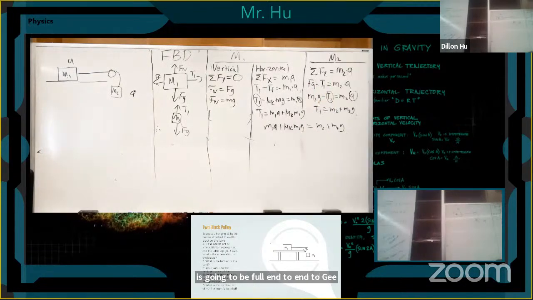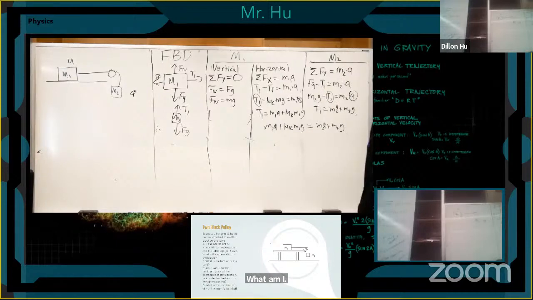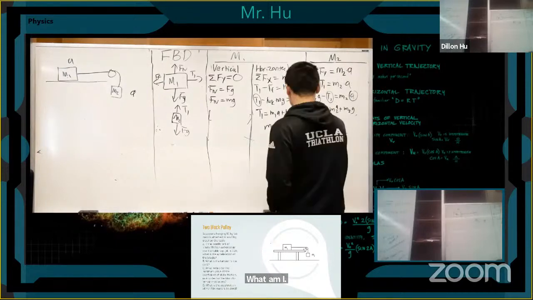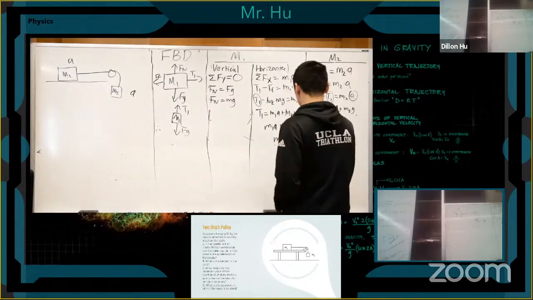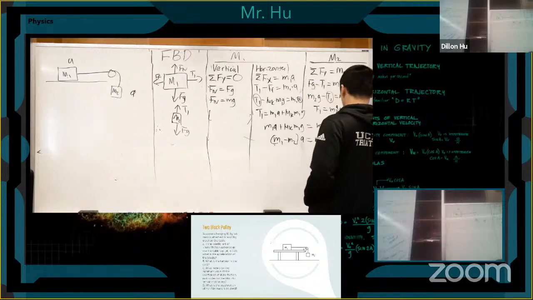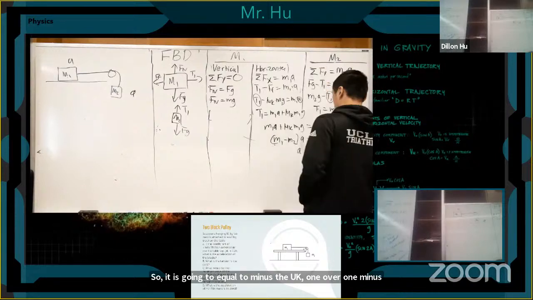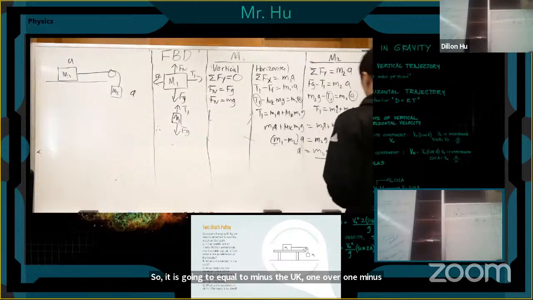But where did my A's go? Oh, A should be here. A, M2A, and M1. Okay. So M1 minus M2, something that is going to equal M2G minus mu K M1G. So A is going to equal M2G minus mu K M1G over M1 minus M2. Okay.